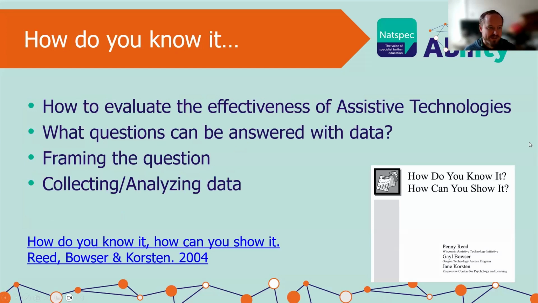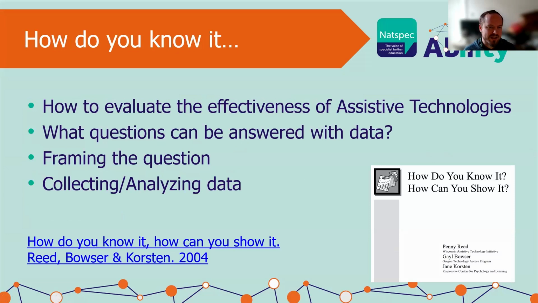There's a useful guide called How Do You Know It? How Can You Show It? It's by Reed, Bowser, and Corsten. It was published way back in 2004, which I can't believe is 20 years ago. So some of the technology that it mentions in there seems a bit dated, and some of the ways that it's taught maybe not the most recent, but it still remains one of the best guides out there of how to evaluate the effectiveness of the technologies we're using.